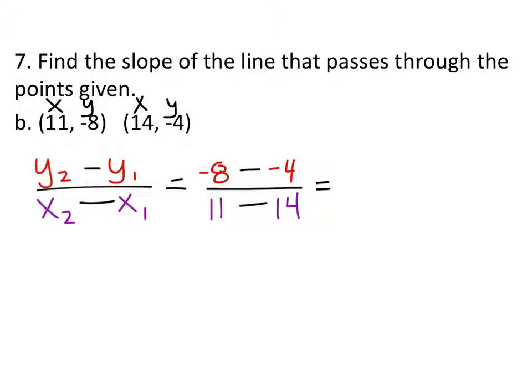Now again, we don't expect you to do this all in your head or even necessarily by hand. We want you to use the calculator to figure these values out. -8 minus -4 would be -4. And 11 minus 14 would be -3. So to simplify this one, the two negatives can cancel each other out, and we got 4 over 3. That would be the slope. For the test, you will not be using decimals, and certainly not mixed numbers. We want to keep the improper fraction because it specifies the rise and run without needing to do any extra calculation.